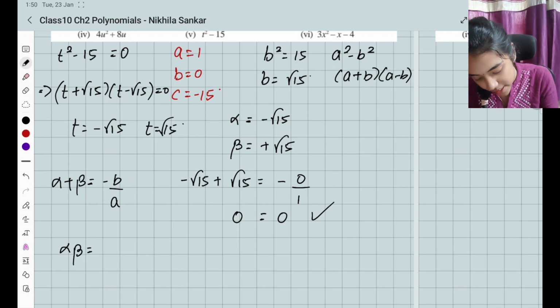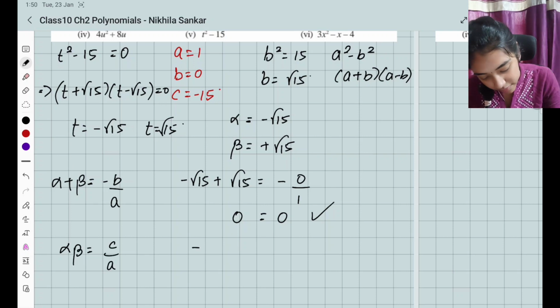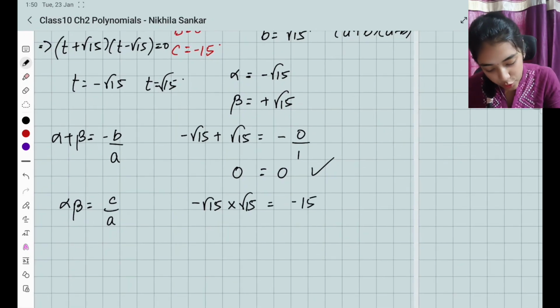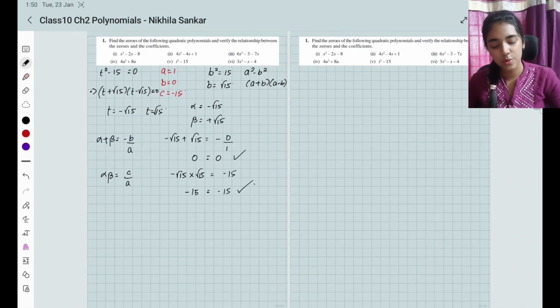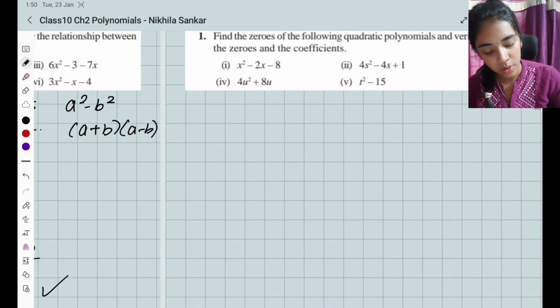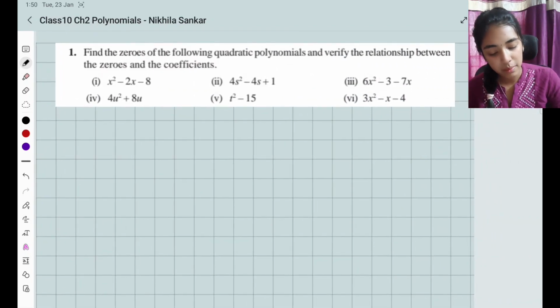Next, alpha beta equals c divided by a. Alpha beta is minus root 15 times root 15, and the c value is minus 15. So root 15 times root 15 is going to be 15. So we have minus 15 equals minus 15. So this is also verified. Okay, please copy. Now, sixth subsection, 3x square minus x minus 4.